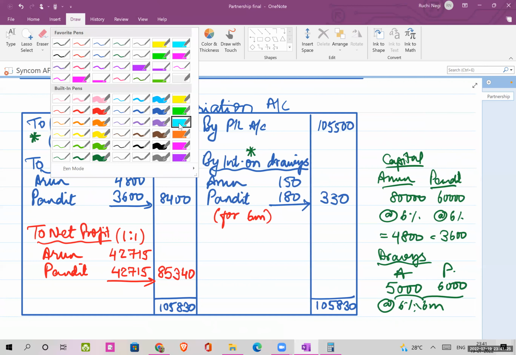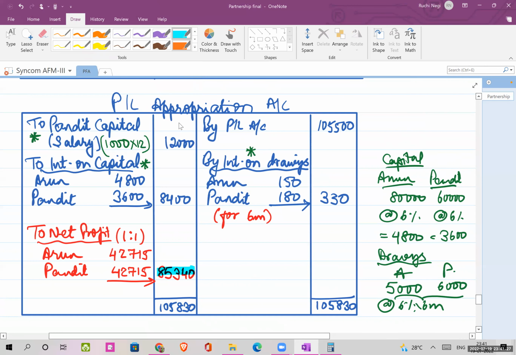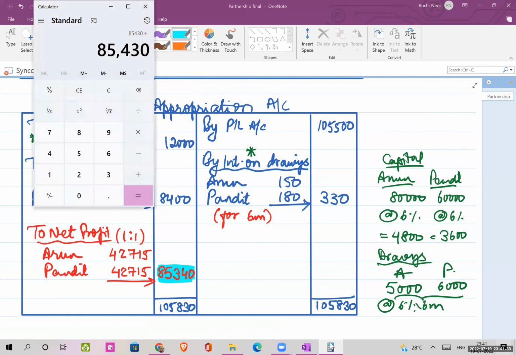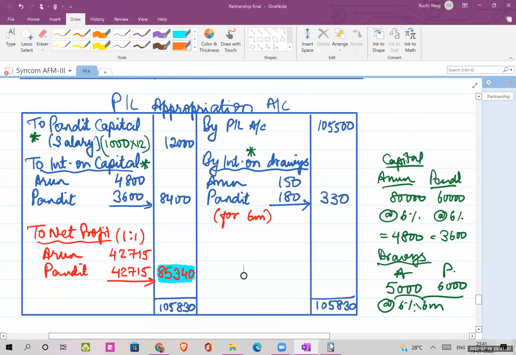ठीक है, now 1,05,500 plus 330 minus 12,000 minus 8,400, so 85,340. ये मेरा नेट प्रॉफिट है जो मैं पार्टनर्स के बीच में डिस्ट्रीब्यूट करने वाली हूँ. विच रेशियो, इक्वल रेशियो. सो डिवाइड दिस विद 2. So my answer is 42,715. Okay, which will be transferred to capital account.